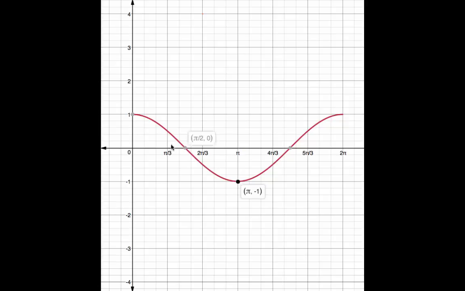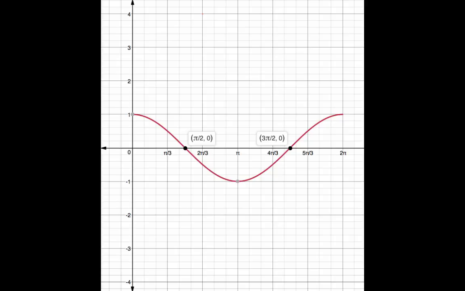Halfway between these two x values of 0 and pi, we have the place where it cuts the x-axis first, at pi on 2, 0. You'll also notice that it cuts the x-axis again at 3 pi on 2, 0. That is halfway between pi and 2 pi. Now this general shape is really important in order to draw y equals 4 cos 3x.